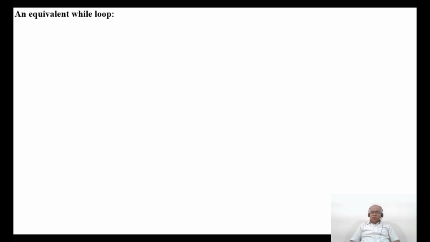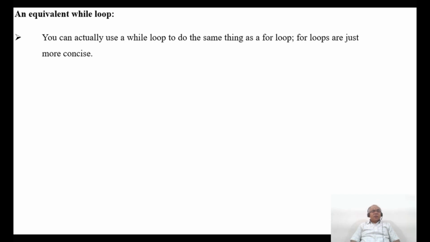Then an equivalent while loop: you can actually use a while loop to do the same thing as a for loop. For loops are just more concise. When i is equal to 0, we are initializing. While i is less than 5, print "i is equal to", give space and then comma and then type i. i is equal to i plus 1, that I am giving as an increment.